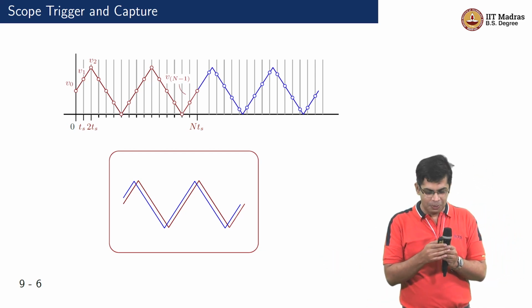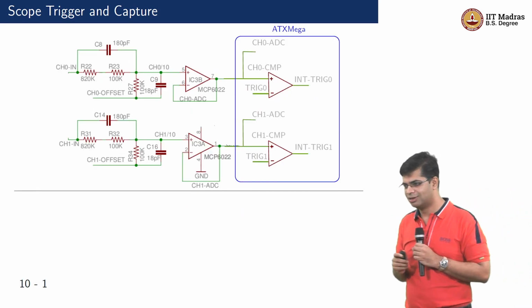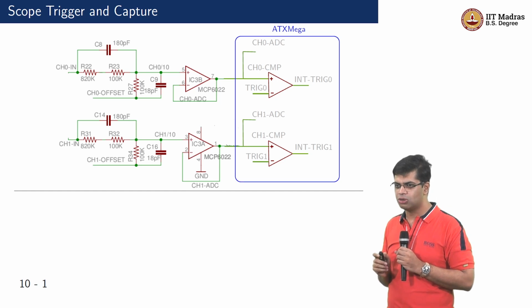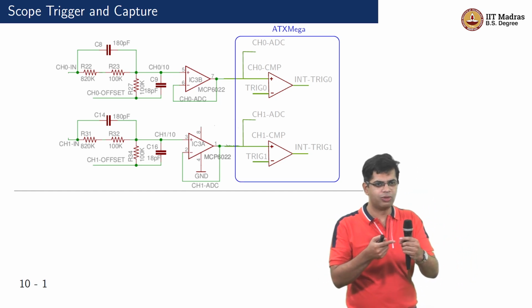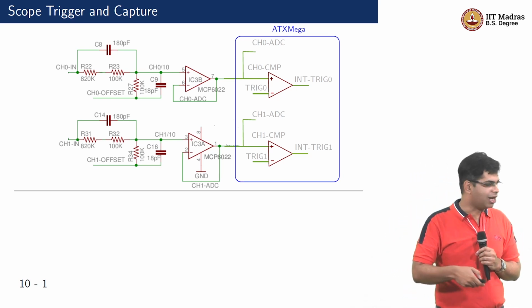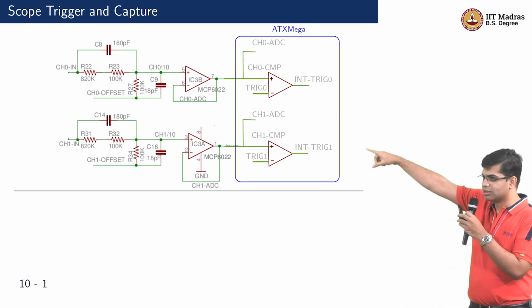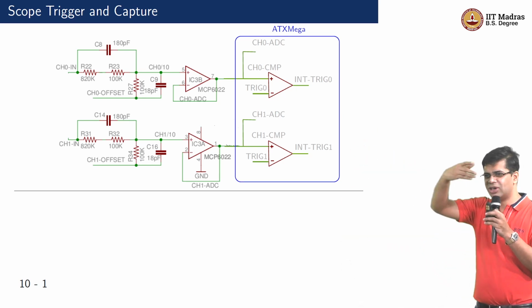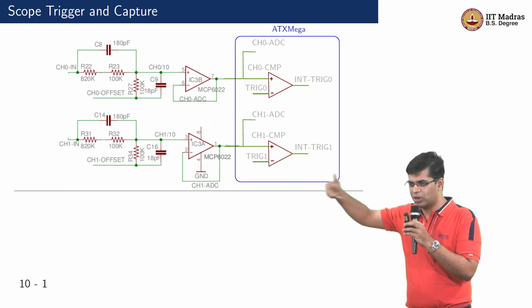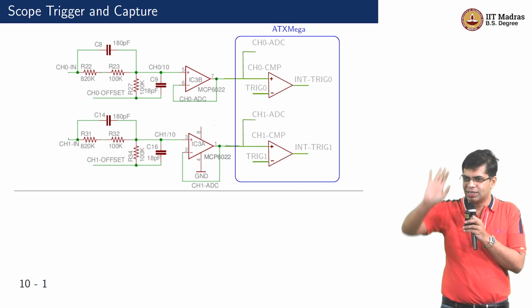Okay. So how do you implement this? You implement it using a comparator. What does the comparator do? It compares two values and gives you a high or a low. So the Xmega has the comparator inside. You'll see that there are two comparators, CH1, CH0. Somewhere I'm using 1 and 2, somewhere I'm using 0 and 1, that you can understand. So CH0 comparator, CH1 comparator.